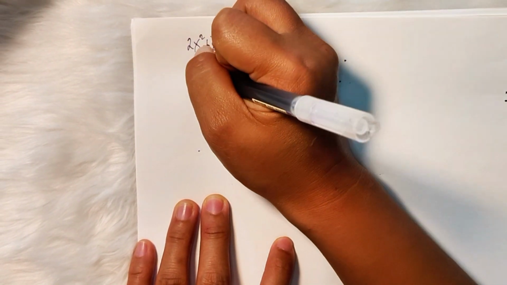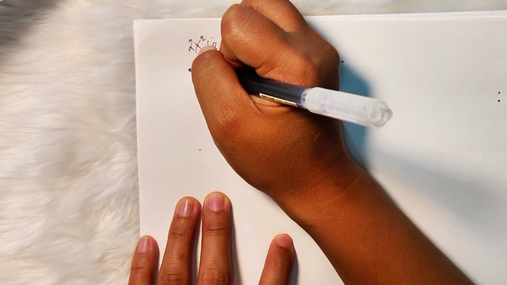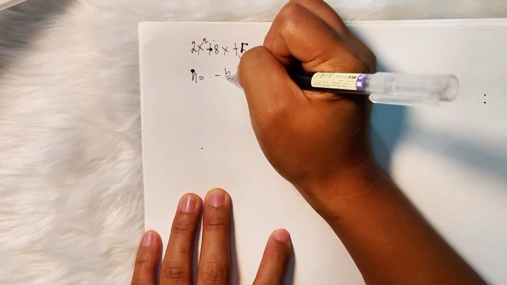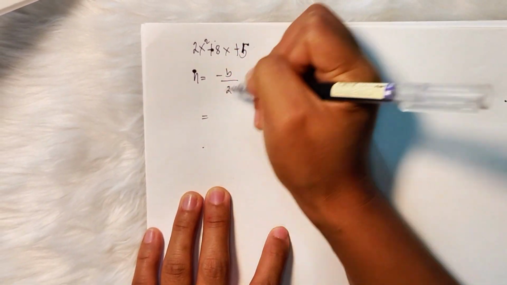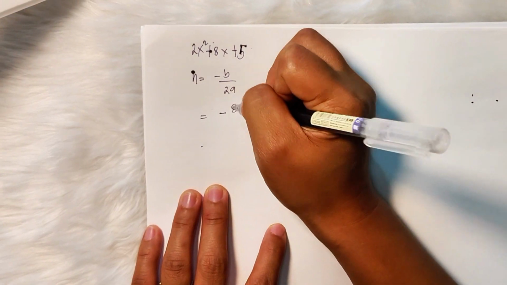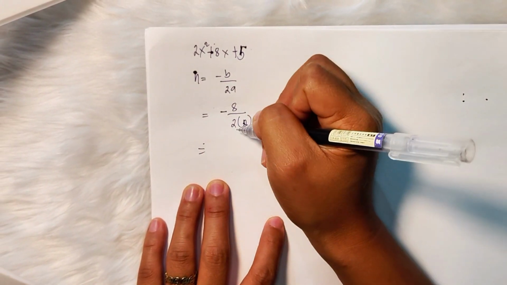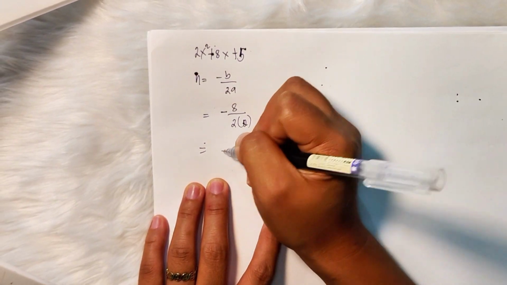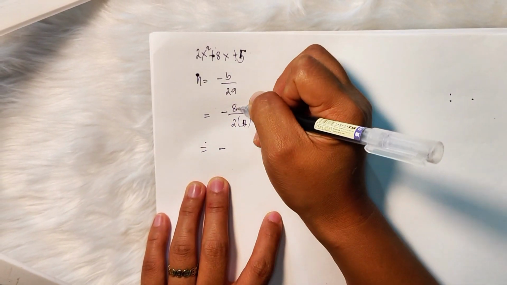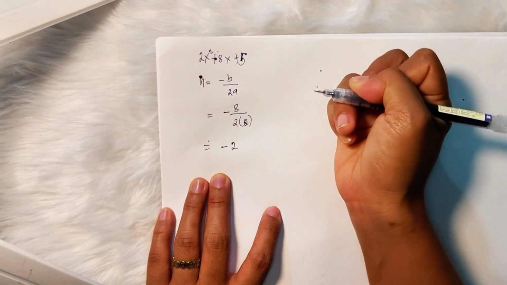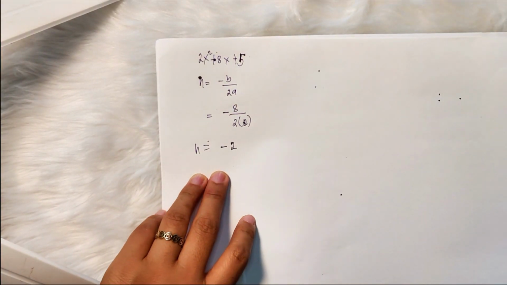So let's use the h, which is negative b over 2a. So b is 8 divided by 2 times 2. 2 times 2 is 4, so therefore this will be negative 2. So our h will be negative 2.